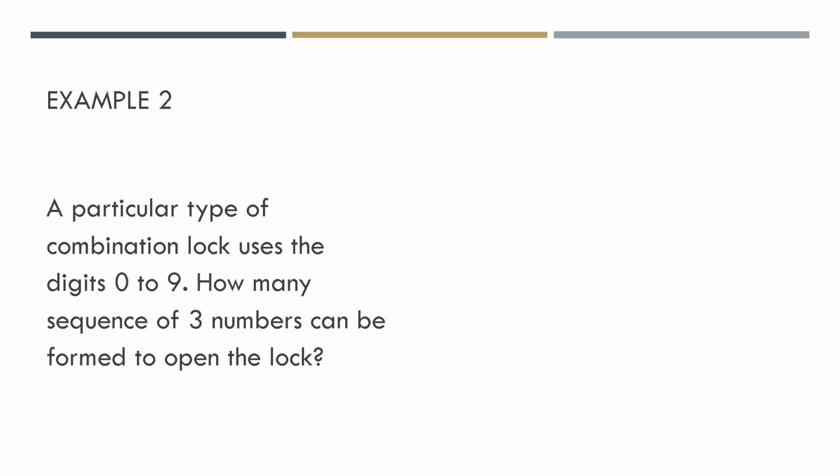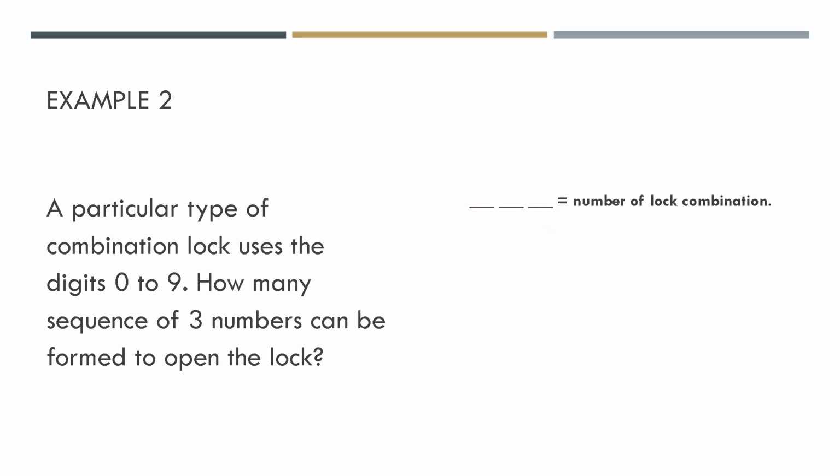Let's have another example. A particular type of combination lock uses the digits 0 to 9. How many sequences of three numbers can be formed to open the lock? In analysis, you have 0 to 9, so you have 10 choices: 0, 1, 2, 3, until 9. How many sequences of three numbers can be formed? There are three numbers, which are represented by blanks.